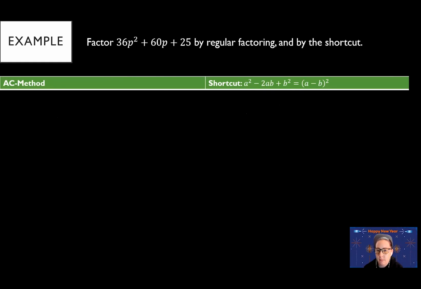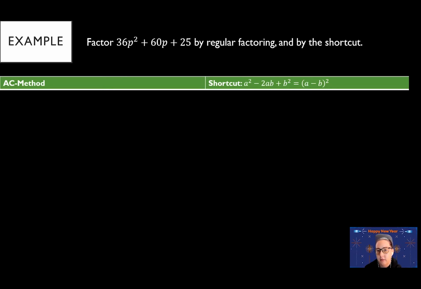Okay. So this one is something that when you've got numbers in front of these things, like it's not just a p squared, you've got this number in front, we usually factor by what we call the AC method instead of trial and error. Because trial and error for a problem like this is really difficult because you've got a lot of numbers that you have to consider.